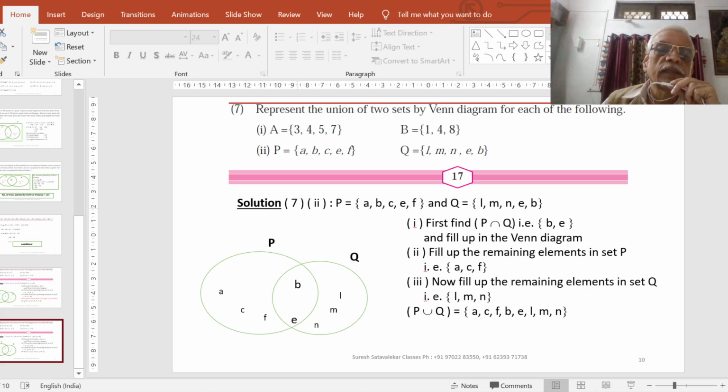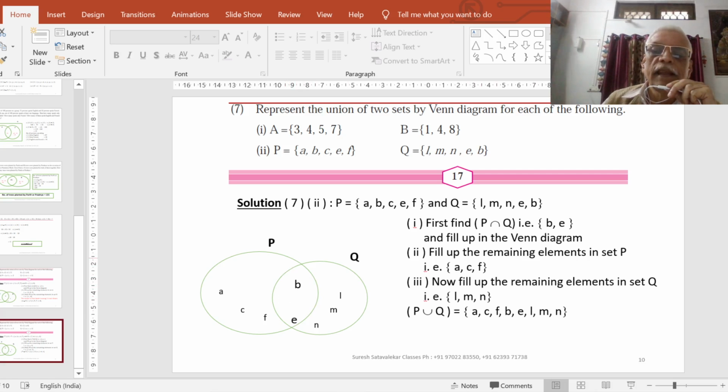Solution to question number 7, sub question number 2. Here P contains the elements A, B, C, E, F, and Q contains the elements L, M, N, E, B. As before, first we shall find P intersection Q. You will find that B and E are available in Q as well as in P. So P intersection Q, common elements are B and E. Those are to be written in the common part first.